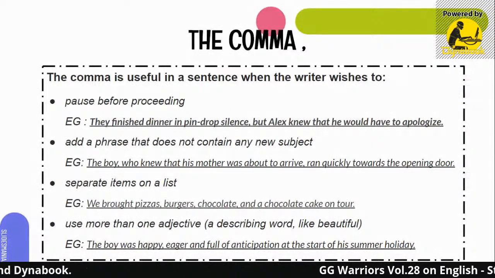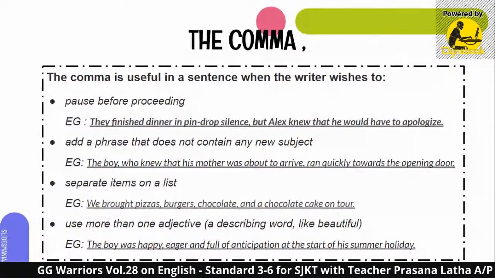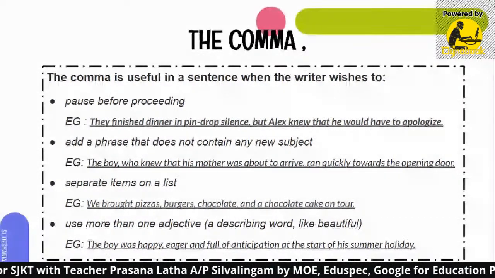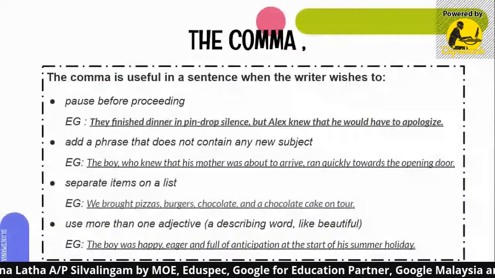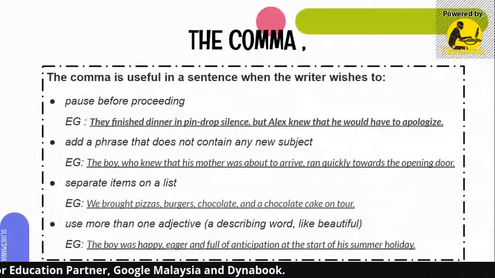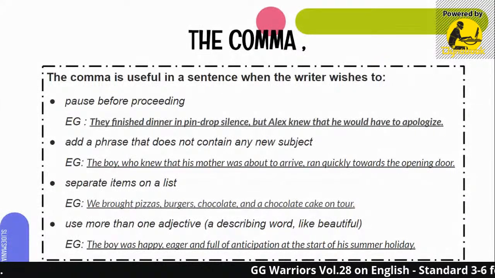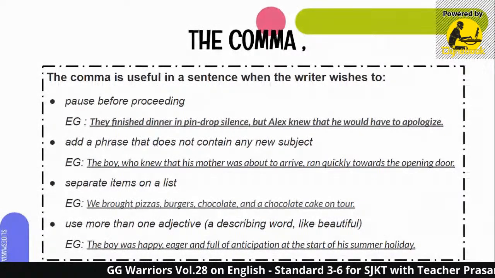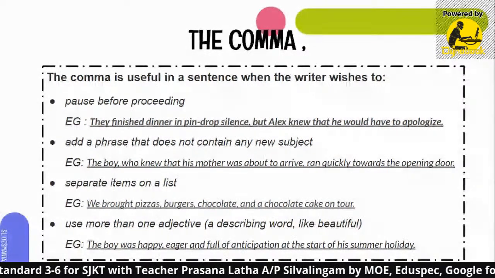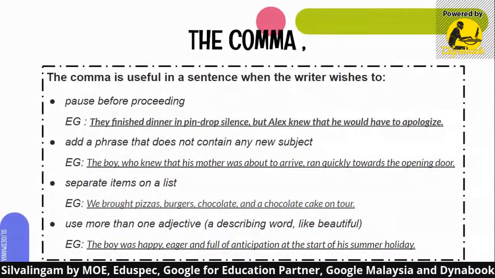So this is all about the comma. A comma actually has only 4 conditions where you have to use it. When you want to add additional information, when you do not want to repeat the subject or break down the sentences, you can use a comma. You can use a comma to separate items on a list. And lastly, when you want to separate adjectives used in a sentence.